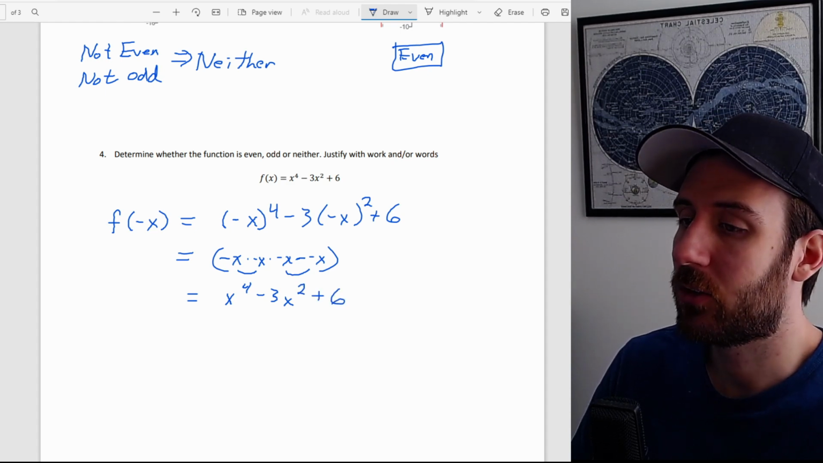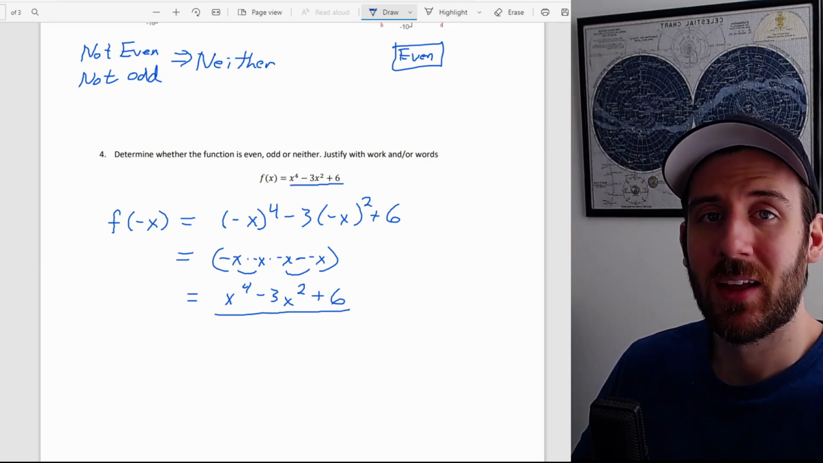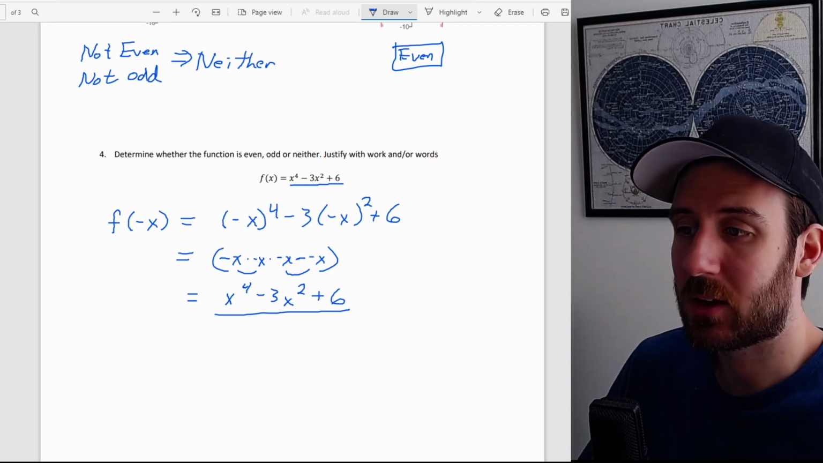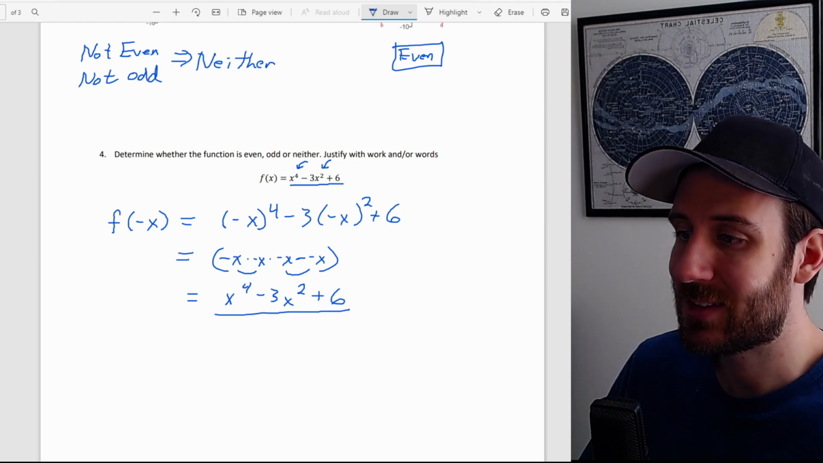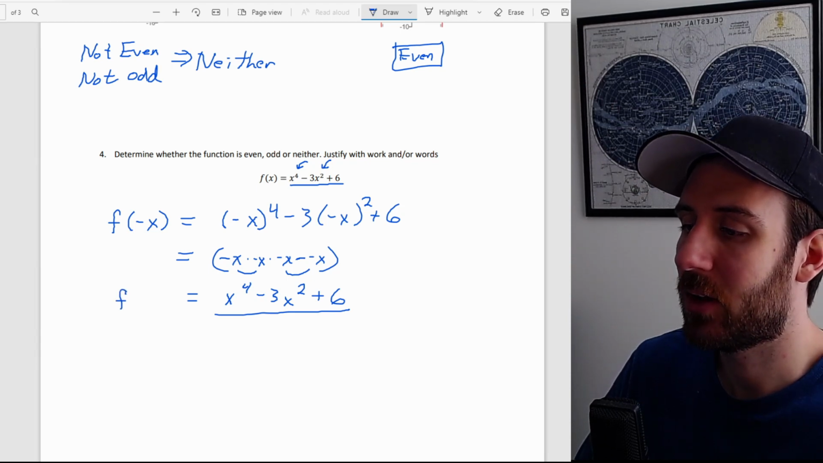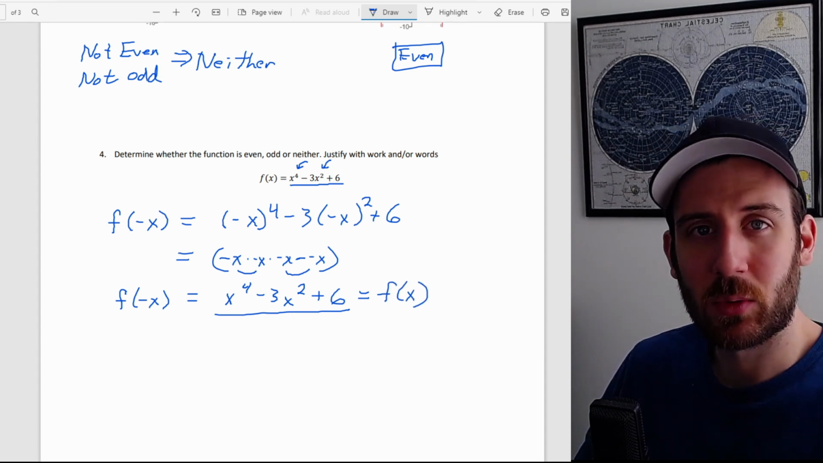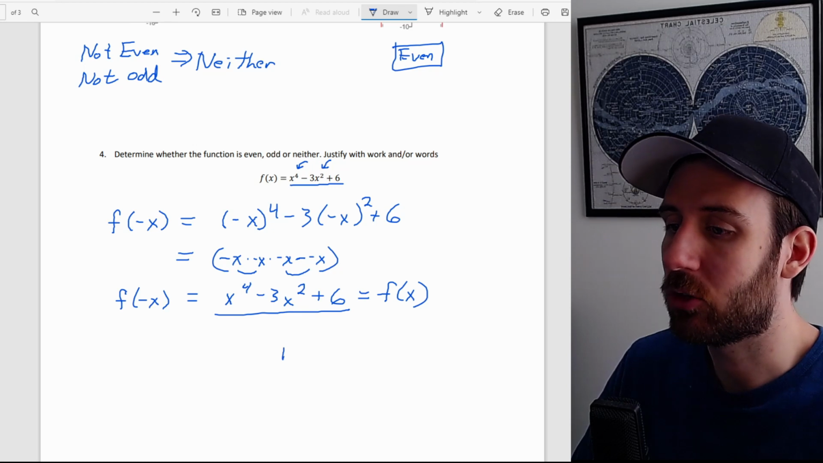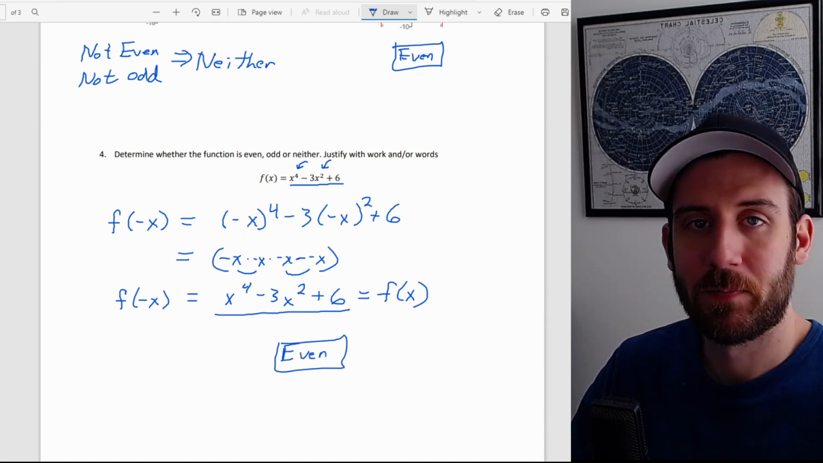And then plus 6. And after we take a look at this and we compare it to our original, we see it's actually the exact same thing. So plugging in negatives, that gets canceled out, in fact, by these even powers. So we can say that this f of negative x is actually the exact same thing as f of positive x, and that's the storyline we had already discussed for even functions. So this is enough justification for us to say this is an even function.